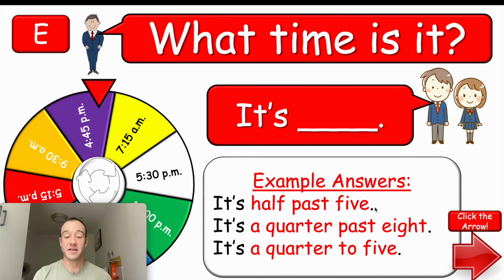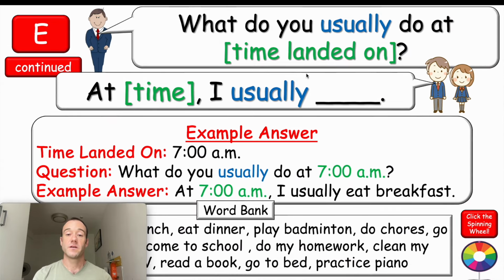So it's 5:30, it's 8:15, it's 5:15. In this case, it is 5:15. Click the arrow. What do you usually do at 5:15? At 5:15, I usually... and there's a bunch of different things here they could say: play badminton, do chores, practice piano, do my homework, whatever. And you can see an example here.